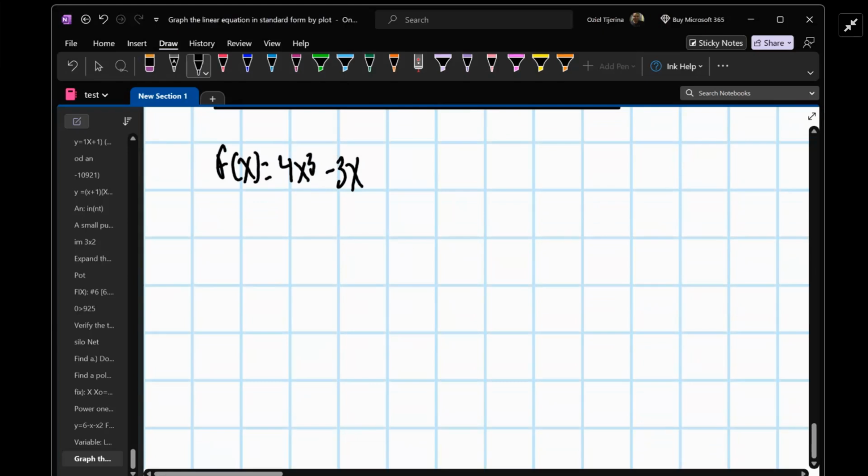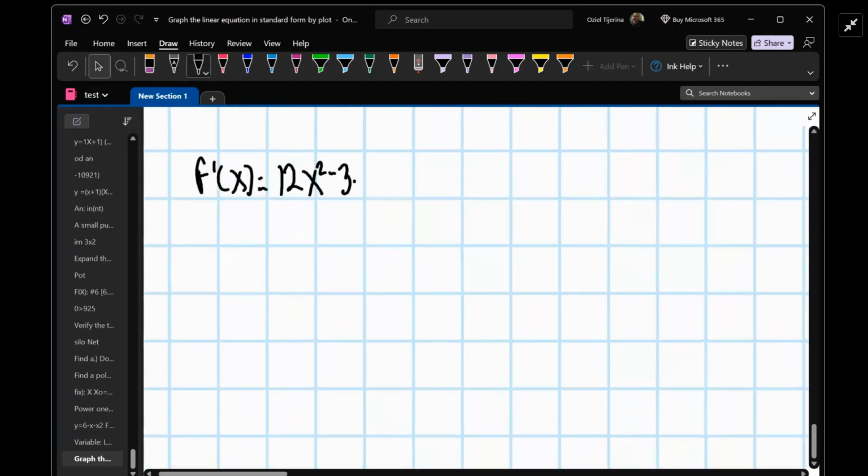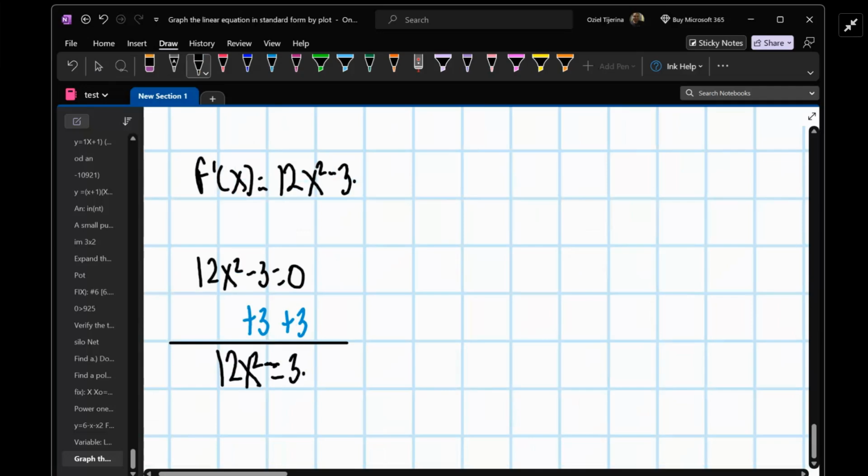And so then the derivative f prime of x will equal 12x squared minus 3. So it's just the power rule, right? And then from here, we're going to set this equal to 0. So 12x squared minus 3 equals 0. And so then we're going to go ahead and add 3 to both sides. This is going to give me 12x squared equals 3. And so then we're going to go ahead and divide by 12 here.